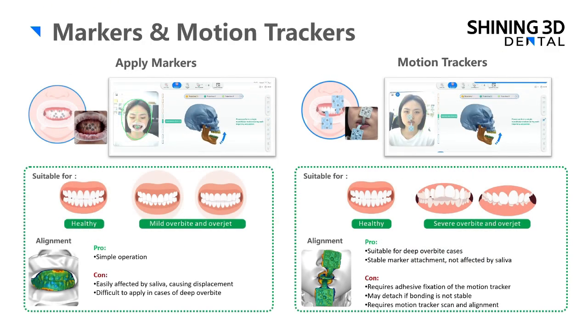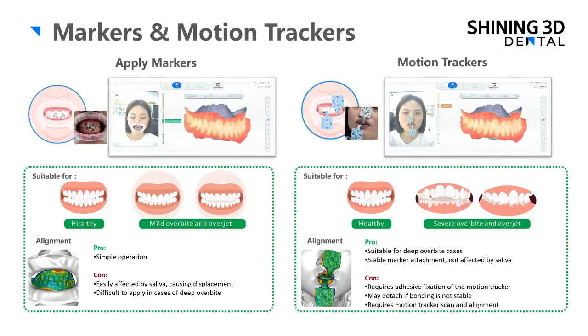Also, there are two different options to track the trajectories. As you can tell from this page, we can apply markers directly on the teeth surface of the patient, or we can use the motion trackers. What's the difference between these two? As you can see, markers stuck directly to the patient's teeth surface are suitable for healthy teeth or mild overbite and overjet patients that still have some space for us to put the markers on, and while the patient is biting, the upper jaw and the lower jaw won't block the other while we are tracking the movement. So it's suitable for these three different scenarios.